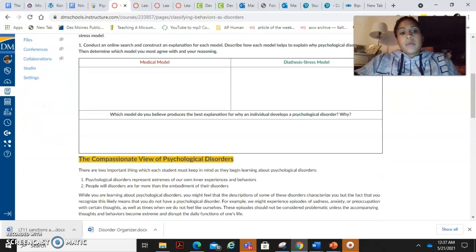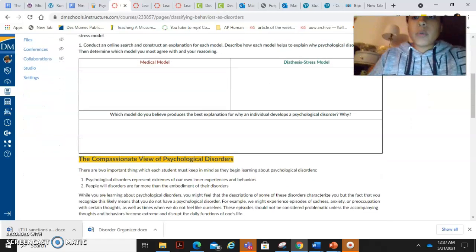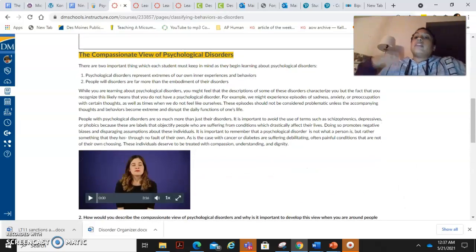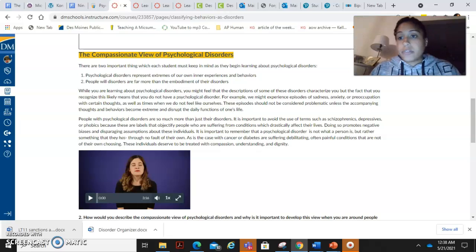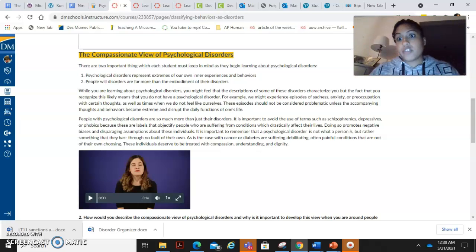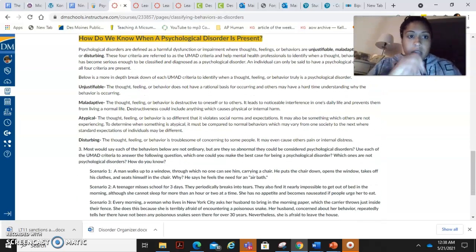Okay. When we move down, this just talks about how it's important to be compassionate for others, for people who have disorders. It's important. Compassionate. Everybody has their issues. Everybody's human. Okay. And we all deserve respect and love. Love. Okay, all we need is love.